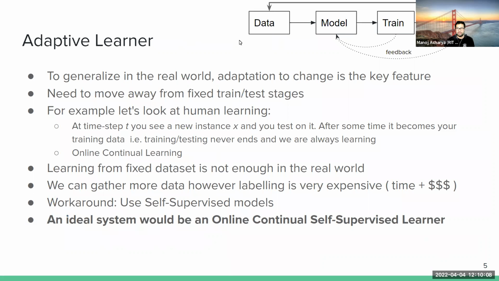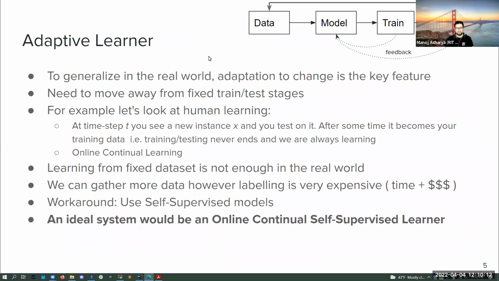So what we really need is an adaptive learner. Just like humans, what we need in real world are models that can adapt to change quickly, right? So the one main thing that I want to focus on today is that we need to move away from this paradigm of fixed train and test stages, right?